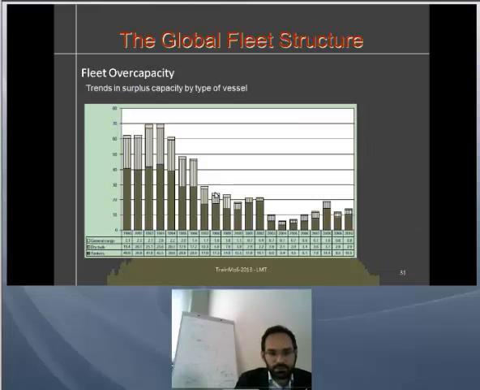So you can see the trends in the overcapacity we have discussed, and you can see that tankers are dominating the overcapacity during 2010, and also bulk carriers as well. So it's mainly those two types of vessels, transporting the main bulk cargoes, that have a substantial problem in overcapacity.